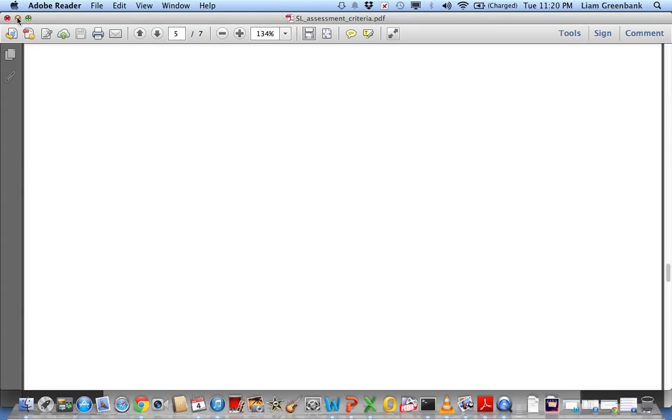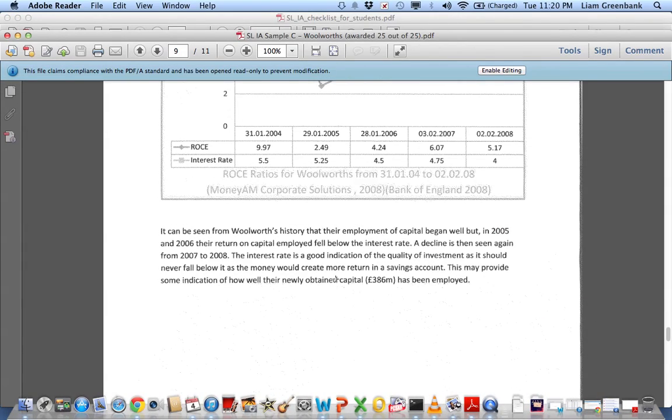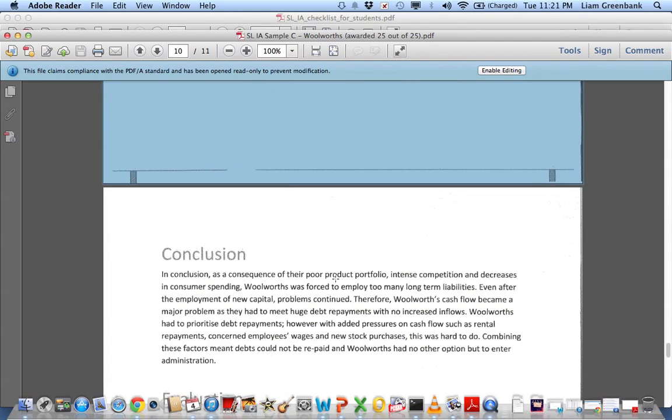So if we go back, so here, conclusion. So in conclusion, as a consequence of their poor product portfolio, intense competition, and decreases in consumer spending, so all of these 3 points were argued and evidenced above in the IA. Woolworths was forced to employ too many long-term liabilities.